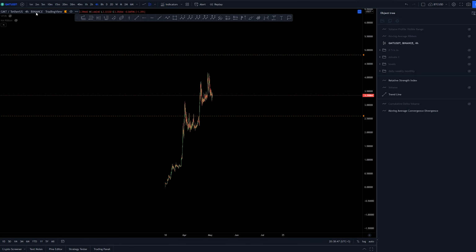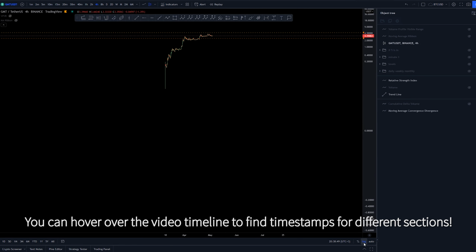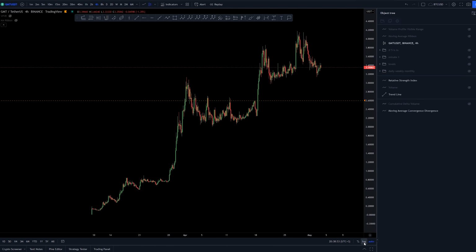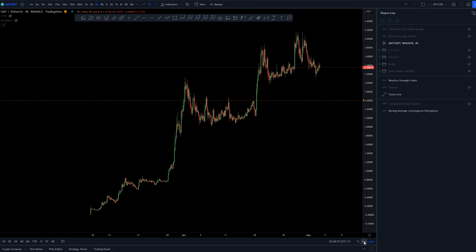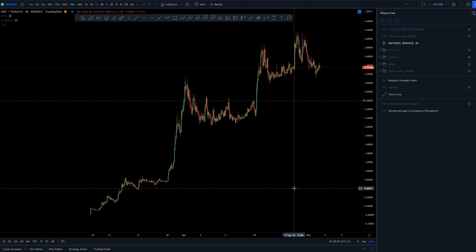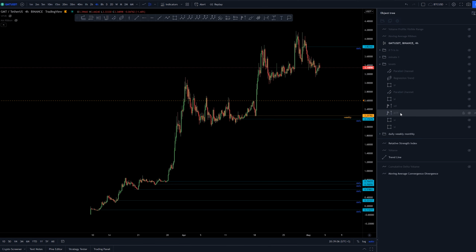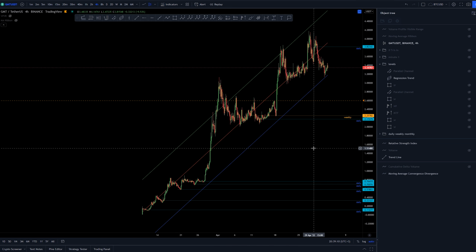This chart is from Binance, and this is what it looks like on logarithmic scale and arithmetic. I got a couple of different levels on arithmetic that we have just with the regression channel, but mostly I'm going to be using logarithmic charts. Let's go over the regression channel first.